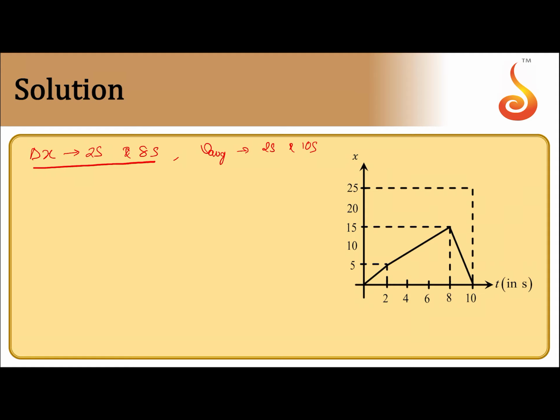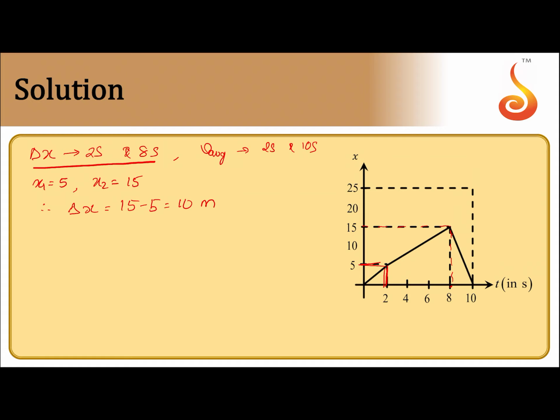The first step is to find the value of x1 at t1. So, this is x1, this is t1. I will write x1 is equal to 5, and x2, that is at 8 seconds, corresponding to 8 seconds it is 15. Therefore, displacement delta x is equal to 15 minus 5, that is 10 meters. So, displacement is 10 meters.